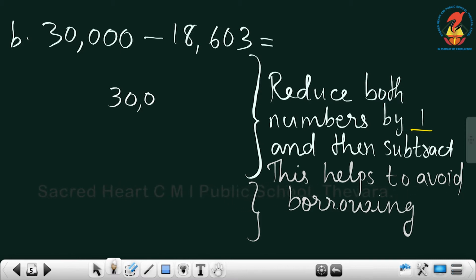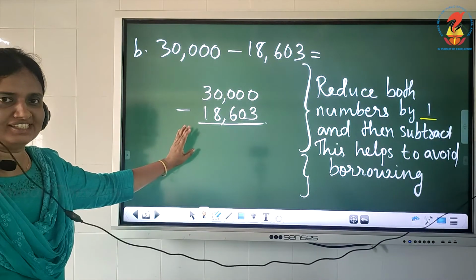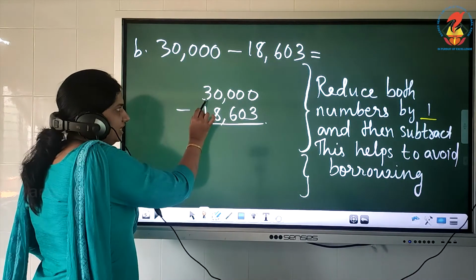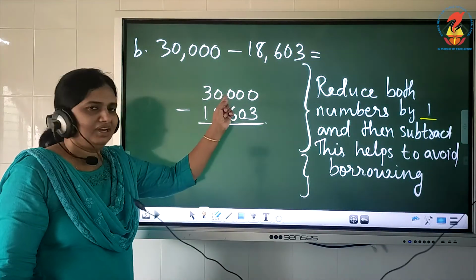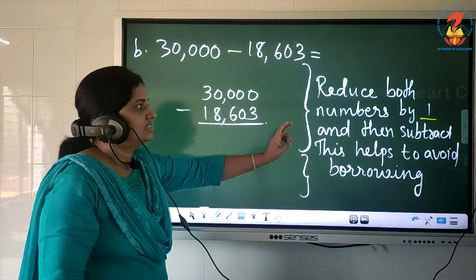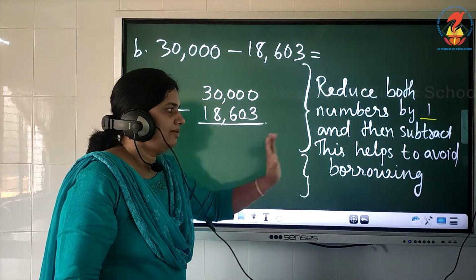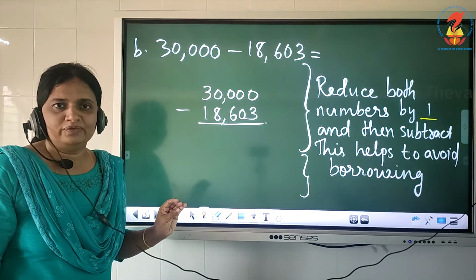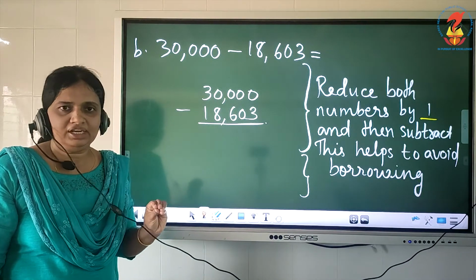Next one is 30,000 minus 18,603. There are two methods for doing this. The reason is that except for one digit, all other digits in this number are 0. So how can we borrow? The first method is to reduce both numbers by 1 and then subtract. This helps to avoid borrowing also. I will give you two methods, and you can accept whichever is easy for you.